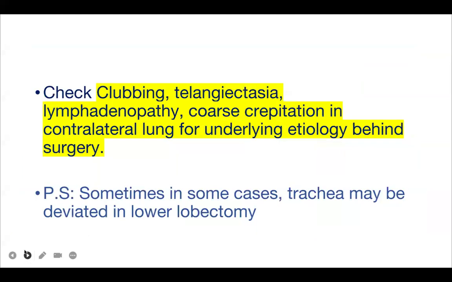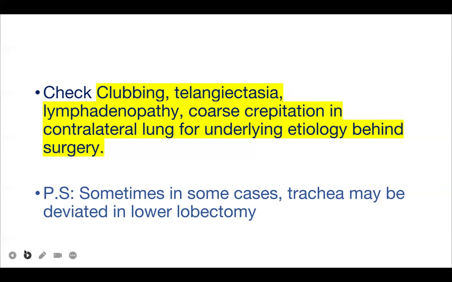So after establishing the facts, we should check for the possible cause of lobectomy or pneumonectomy. The common causes are bronchial malignancy or bronchiectasis. So we should look for clubbing. In a case of pneumonectomy or lobectomy, if the patient has clubbing, it could be due to bronchiectasis or bronchial malignancy. Second thing is the telangiectasia.